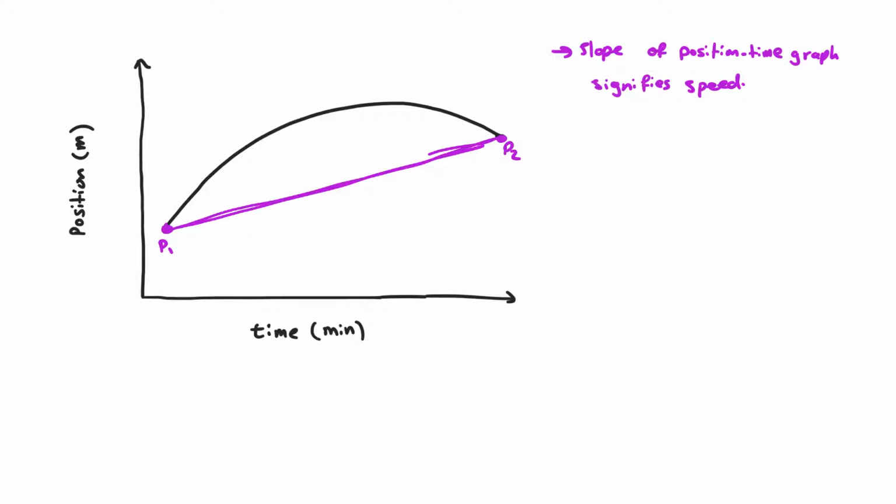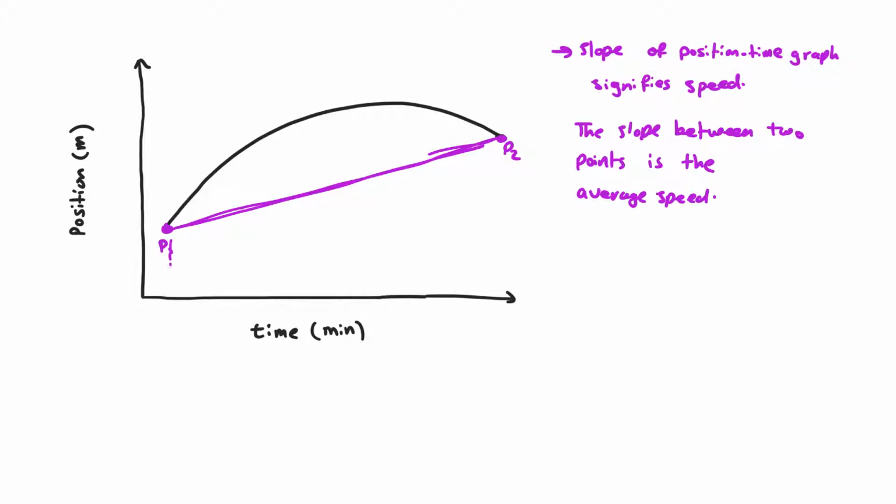So the slope between 2 points is the average speed.